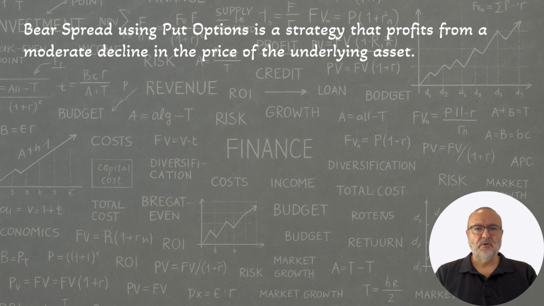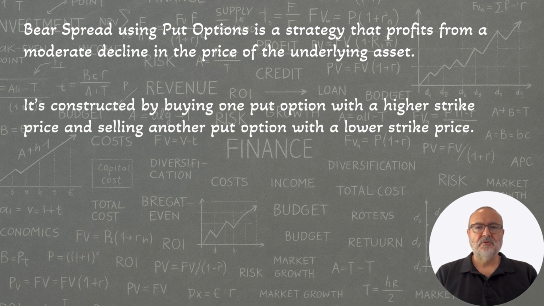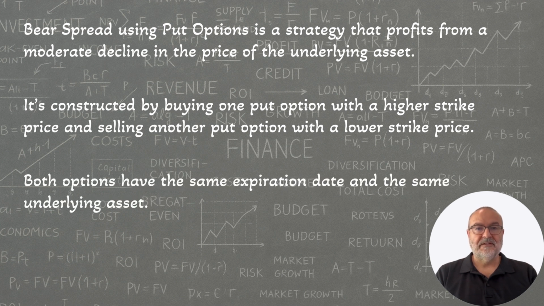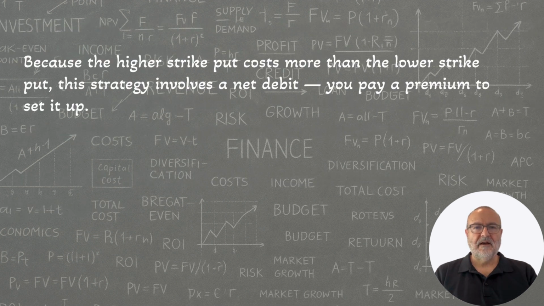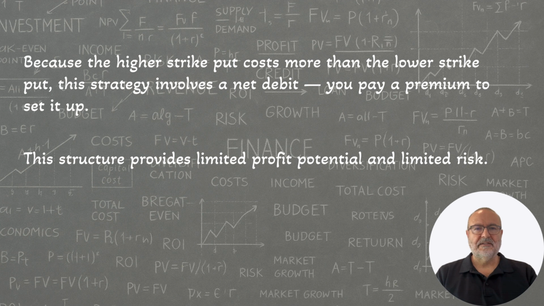Bear spread using put options is a strategy that profits from a moderate decline in the price of the underlying asset. It's constructed by buying one put option with a higher strike price and selling another put option with a lower strike price. Both options have the same expiration date and the same underlying asset. Because the higher strike put costs more than the lower strike put, this strategy involves a net debit. You pay a premium to set it up. This structure provides limited profit potential and limited risk.